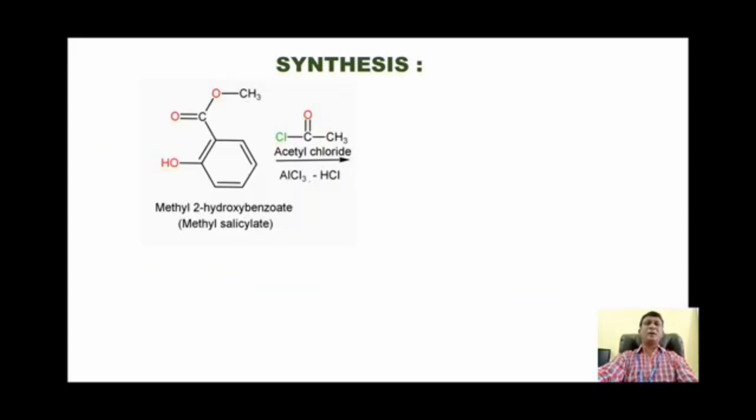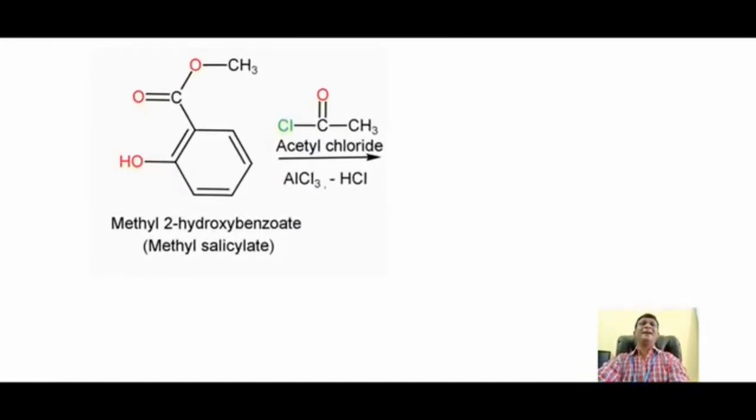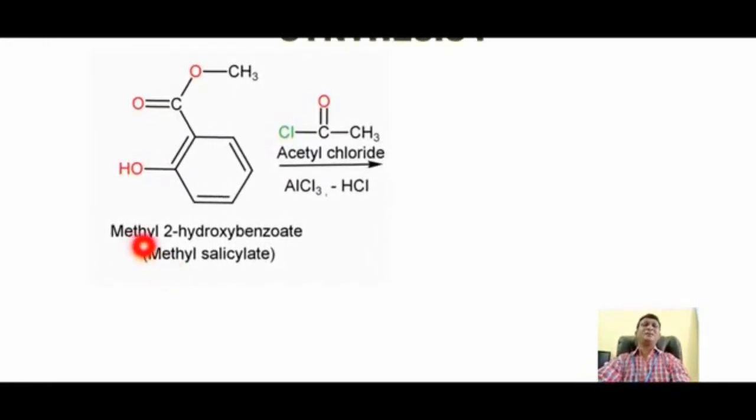Next, move on to the important part, that is synthesis of this compound. The starting material for the synthesis is this one. This is called methyl 2-hydroxybenzoate and commonly it is called as methyl salicylate. This compound reacted with acetyl chloride in presence of AlCl3.